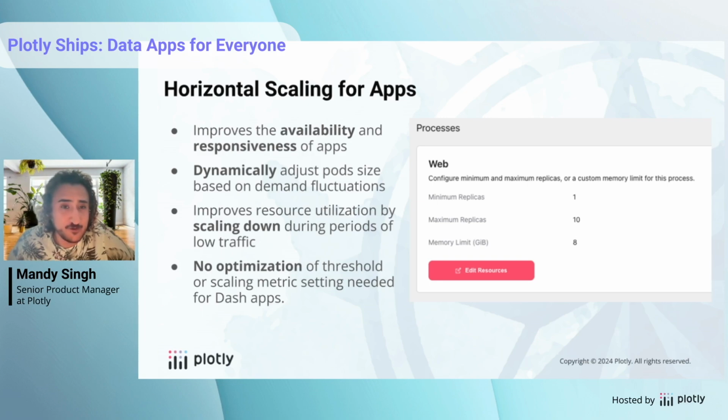What that means for you is that your applications have better availability and responsiveness and can respond better to the fluctuations in demand and traffic, while it also means that your system utilization gets better as different apps that need resources at different times can really work together to optimize for resources. And finally, there is no optimization of the threshold or scaling metric required on your part. It just works great for data extensive Dash apps.